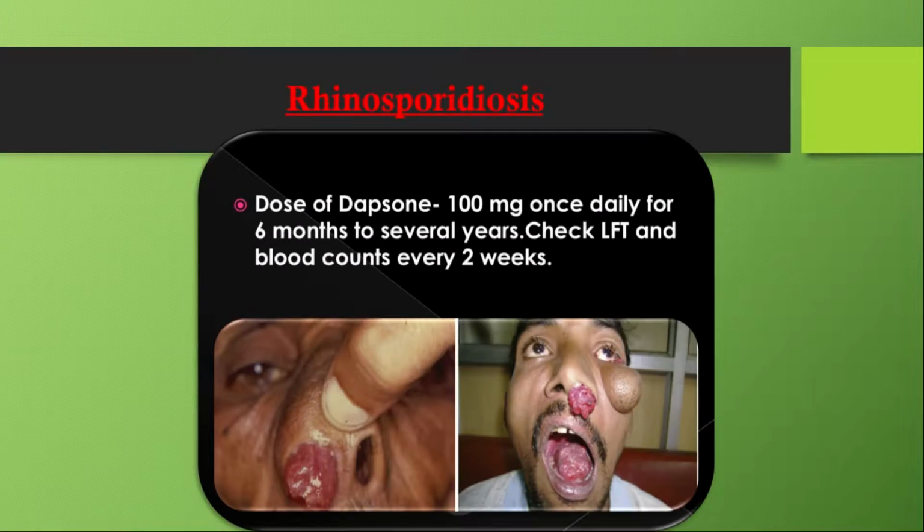Treatment of rhinosporidiosis is difficult, and people have tried Dapsone, which is the same medicine tried in leprosy, now 100 milligrams once daily for 6 months to several years. Check liver function tests and blood counts every 2 weeks.